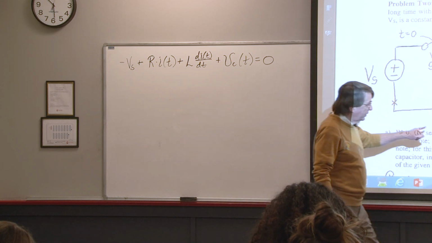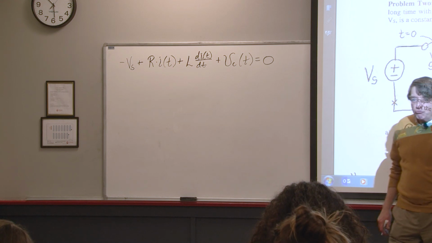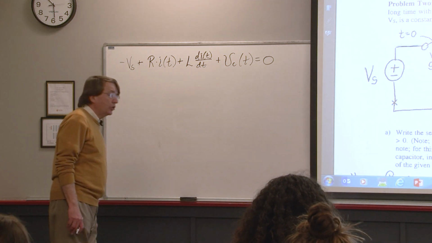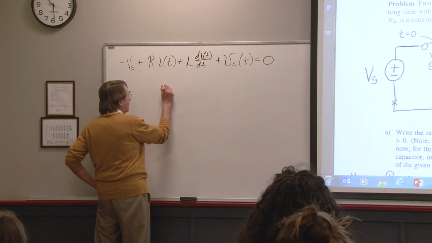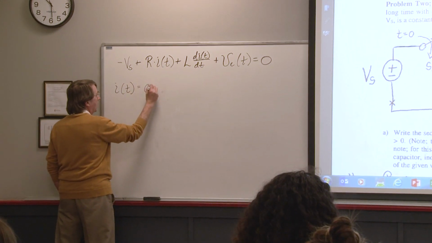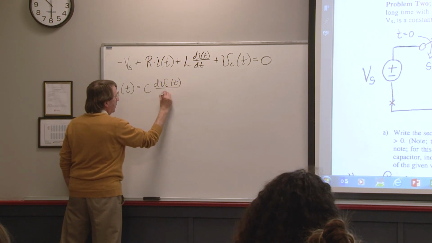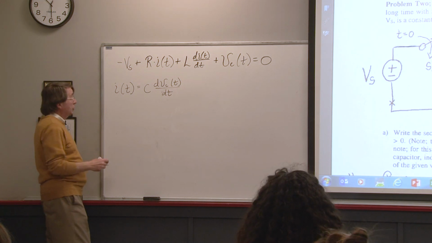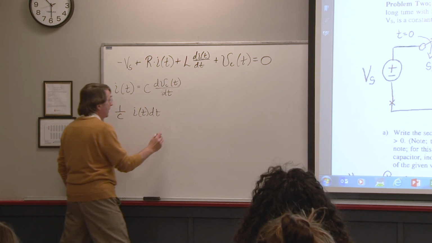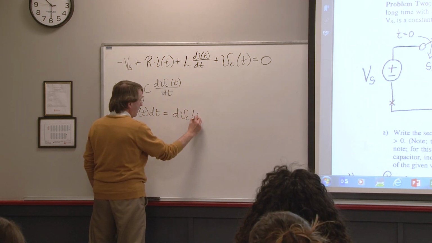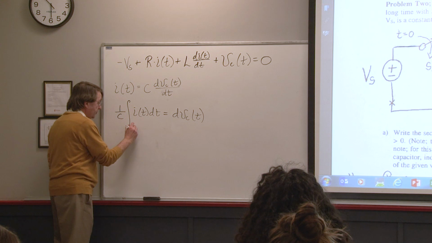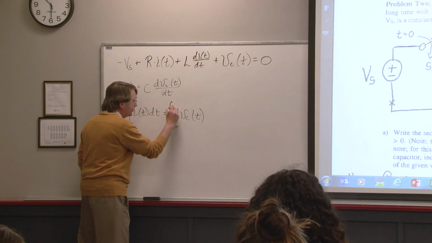Now, I don't want the voltage across the capacitor. I want the current I. I want to get rid of that V sub C of t. I want to be able to write it in terms of I. How do I do that? I equals C dV/dt. So I can write this as 1 over C I of t dt equals dV sub C of t. I now integrate this from 0 plus to t.